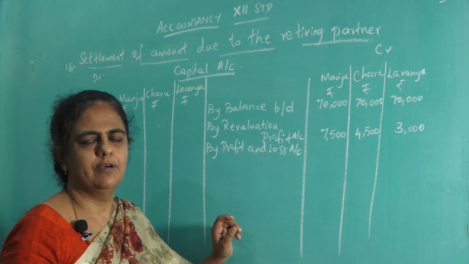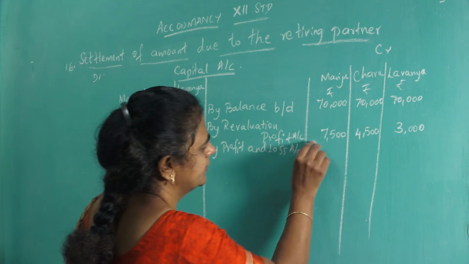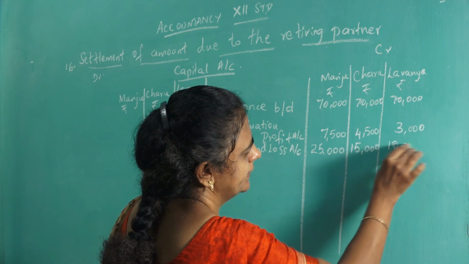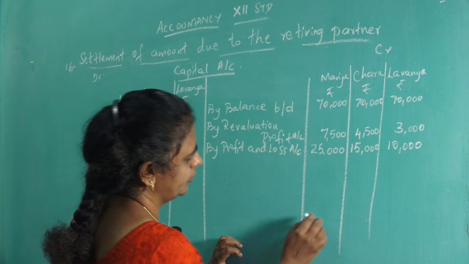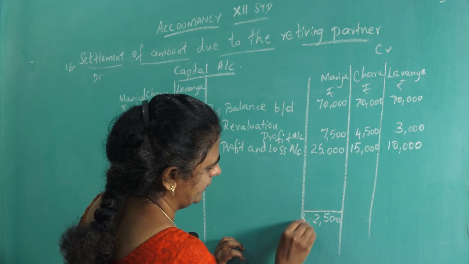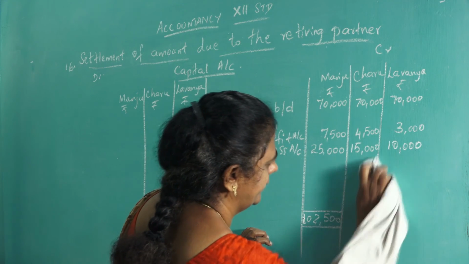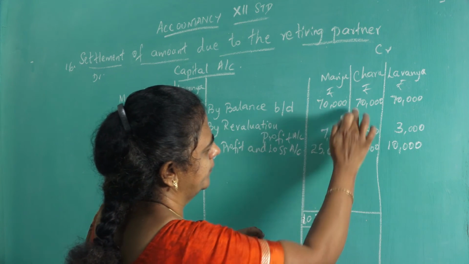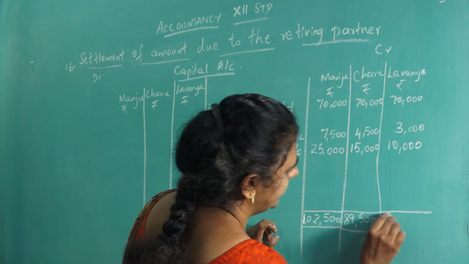Okay. So, the 50,000 into 5 by 10, 50,000 into 3 by 10, 50,000 into 2 by 10. Divide for all the 3 partners. So, that is 25,000, 15,000 and 10,000. So, put the total now. Credit side, debit side nothing is there, everything on the credit side, put the total. That will give you 1,02,500 and here 89,500 and for Lavanya 83,000.